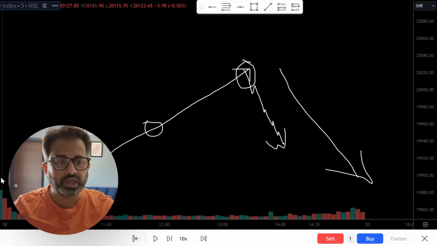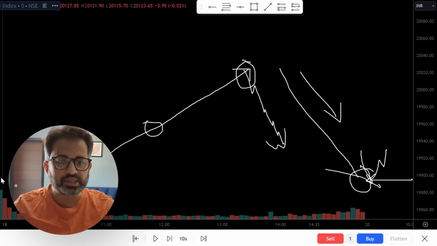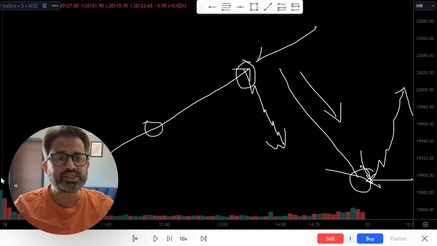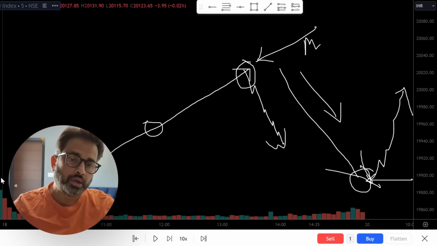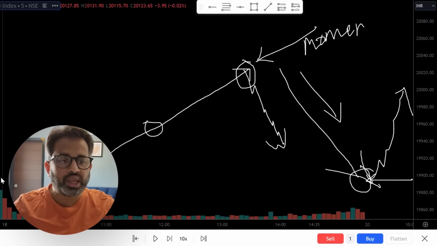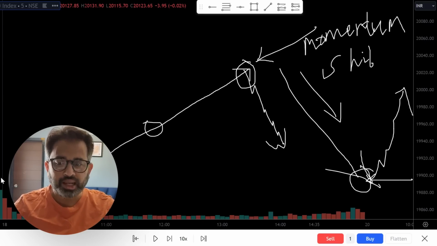Or if price is going down, that means sellers are strong, and then buyers will come and start taking prices up. The place where momentum is changing from buyers to sellers or sellers to buyers is called a momentum shift. So you should know where momentum is shifting, and entering there can give you a higher win rate.